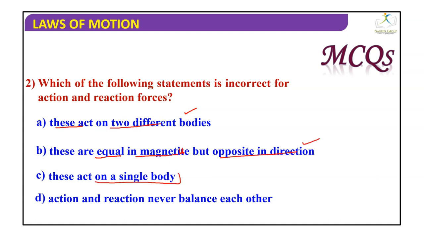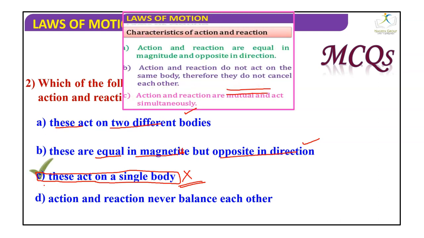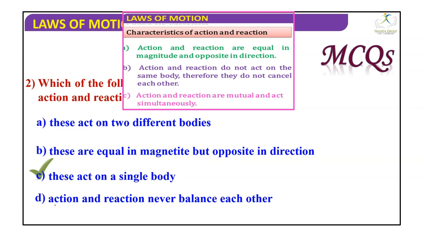Acting on a single body: many times I told you that in the NEET examination this type of question came, that they do not act on a single body. So this is a wrong statement, and according to our question, which asks which statement is incorrect, the correct option is C. And the last option is also correct: action and reaction never balance each other, because they apply on different bodies.